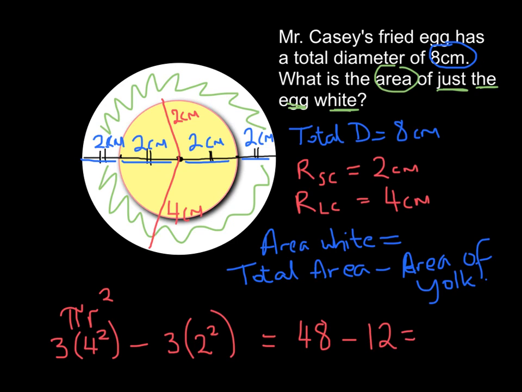So our answer is 36. What am I missing? Centimeters squared, because of area. Do not forget the units. All right, hope you follow that one. That's probably the most difficult it will probably get.